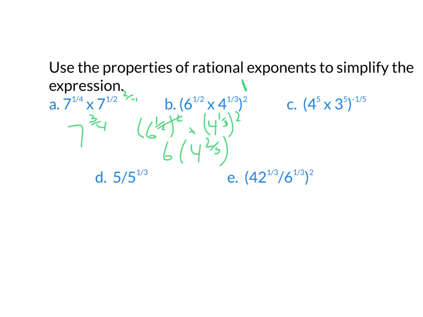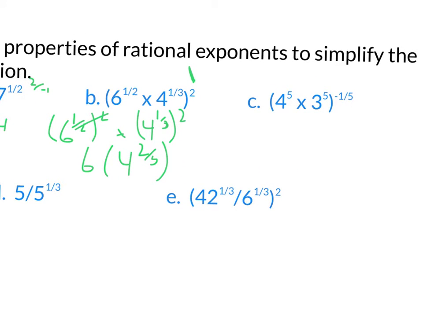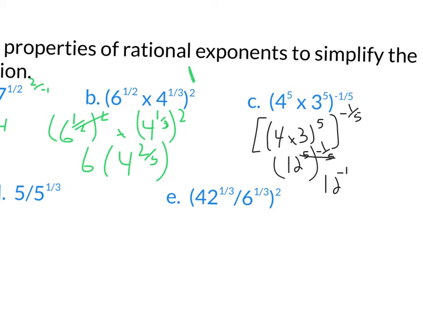Part C, going to do a little trick here. Because I can't multiply those numbers, they're different bases, so I can't add the exponents. So what I'm going to do is, because they're both 5th powers, I'm going to say that's the same thing as 4 times 3 to the 5th power, because the 5 goes for both of them, and all that's raised to the negative 1/5 power. So what that gives me inside is 12 to the 5th, and I still have this negative 1/5. Now remember, when you raise a power to a power, you multiply them. If I multiply 5 times negative 1/5, I get 12 to the negative 1, which is just 1/12.